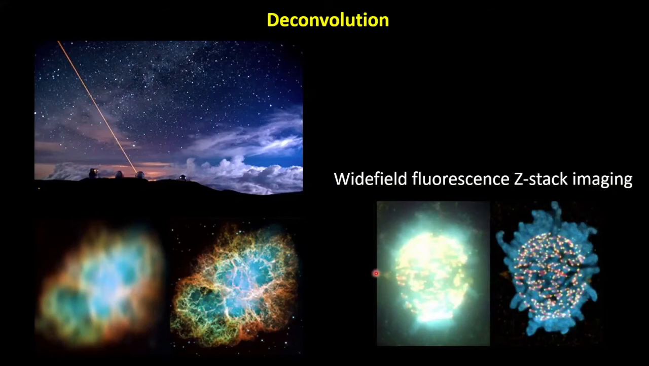The same application applies to biology. You can see a dividing cell, I think in anaphase. You can see the blue chromosomes, and all those dots are kinetochores. After deconvolution, you can get a much sharper image.